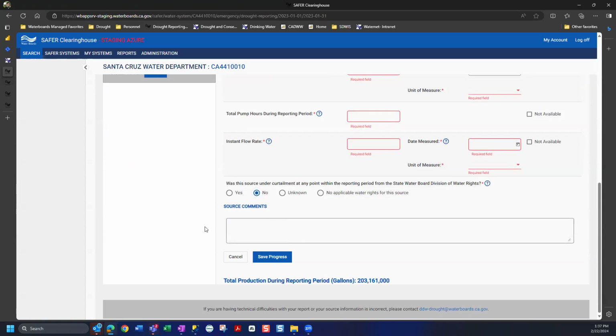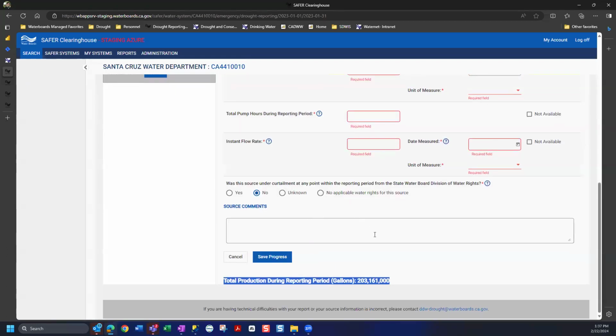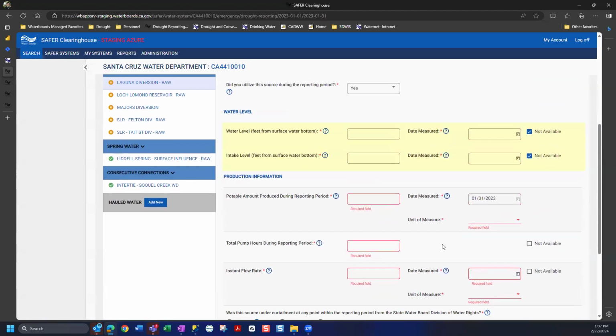Lastly, here we have a source comments field that you can fill out. And you can save that progress, and you can see this number down here, this total production during a reporting period in gallons, is tabulating all of the sources that this water system has, and it's adding them all together in gallons just to give you an idea of how much volume is flowing through. It gives you a chance to do an error check, so you can track how many gallons are being tracked as of now.